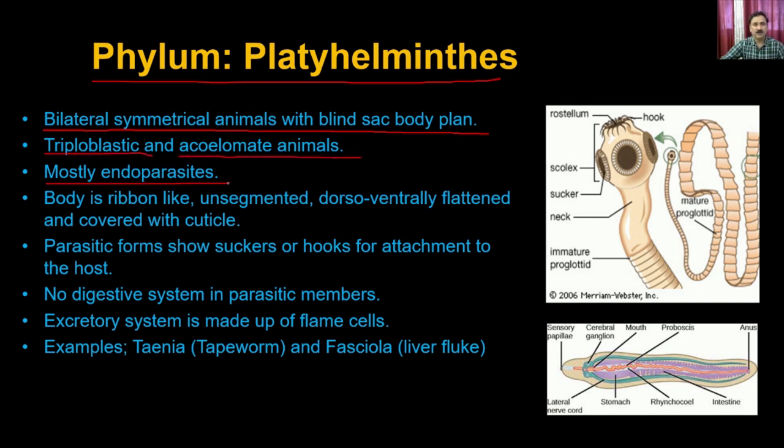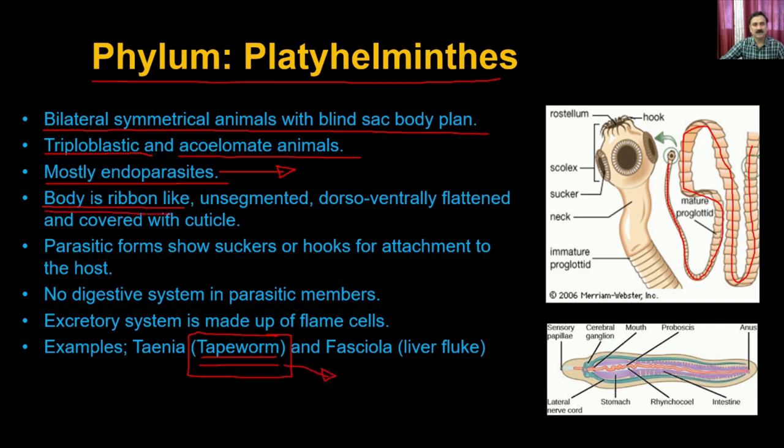They are mostly endoparasites, which means they feed on another host and are present inside its body. The body is ribbon-like. You can see here this is Taenia solium, a flat ribbon-like structure, and that's why it is also called the ribbon tapeworm, because it looks just like a tape. You might have seen tape at home, which mothers use for measuring cloth.